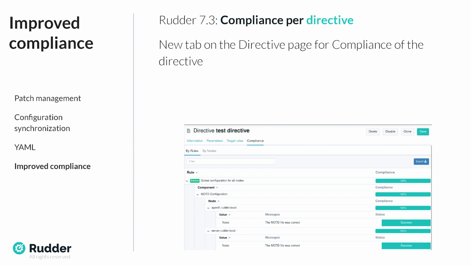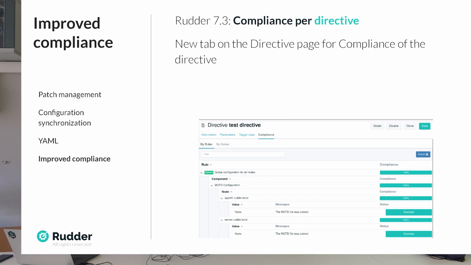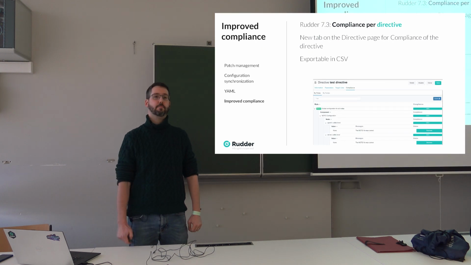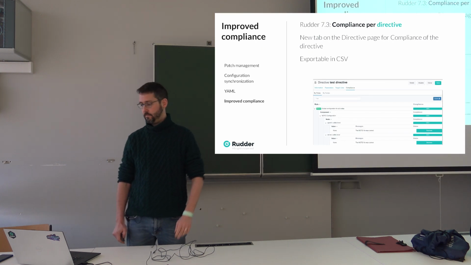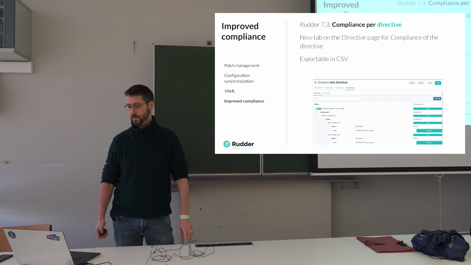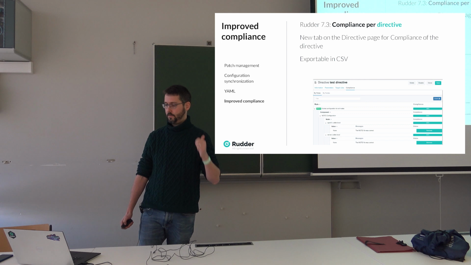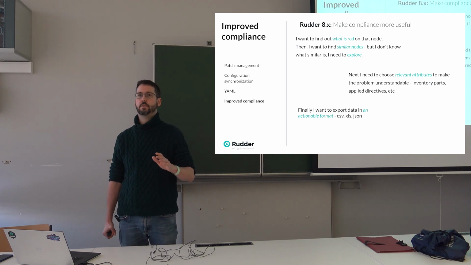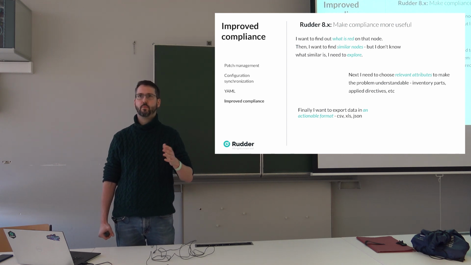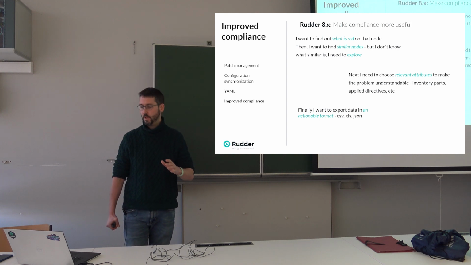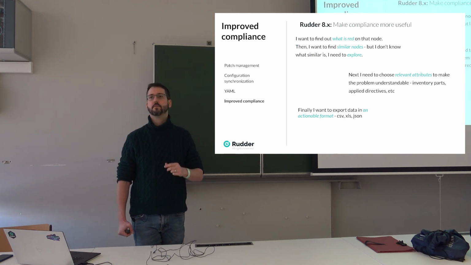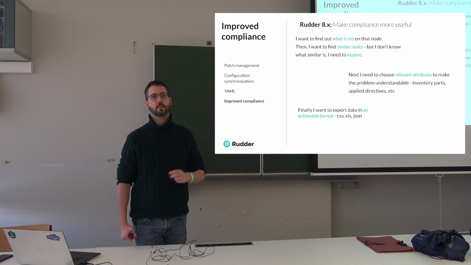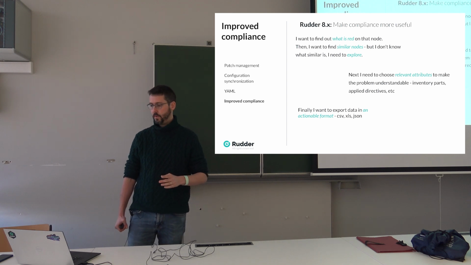And I don't know if you see, but there is a small export button. We will be able to export it in CSV, because everybody asks for CSV export for every table in Rudder. So that's the first one that's arriving. And what will happen in the Rudder 8 arc, which will be released in September for 8.0, we will make compliance more useful for everybody in IT.